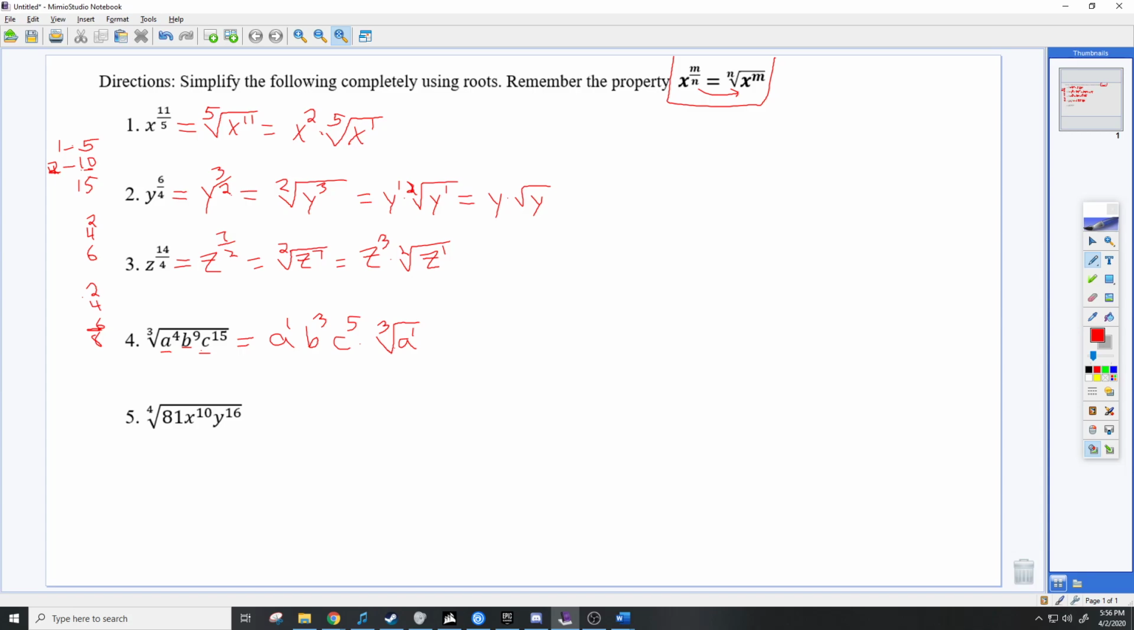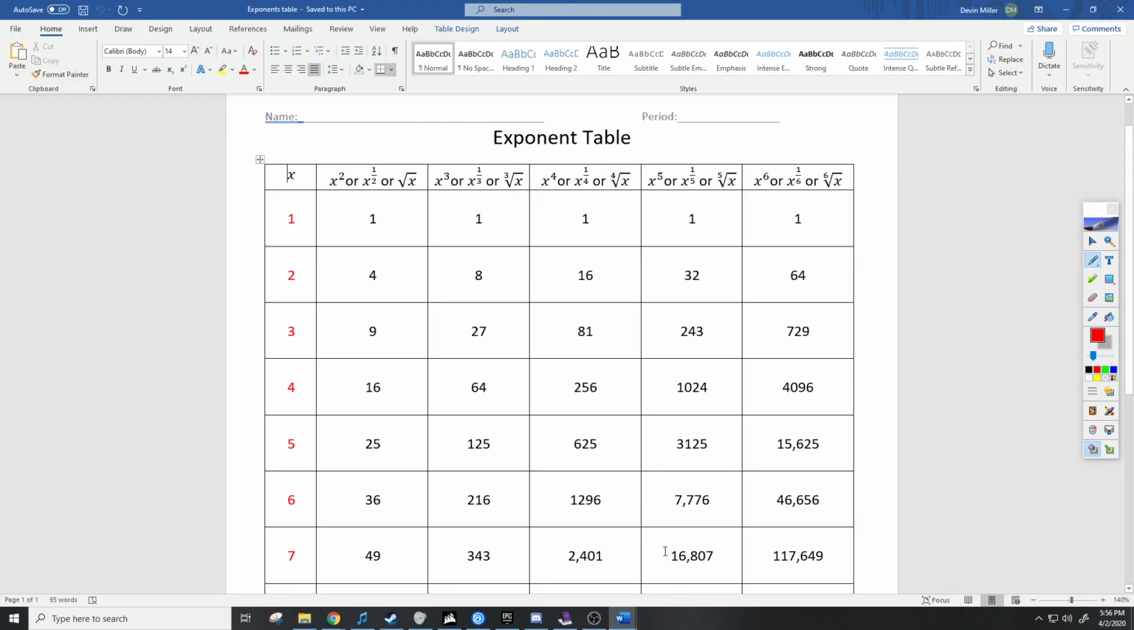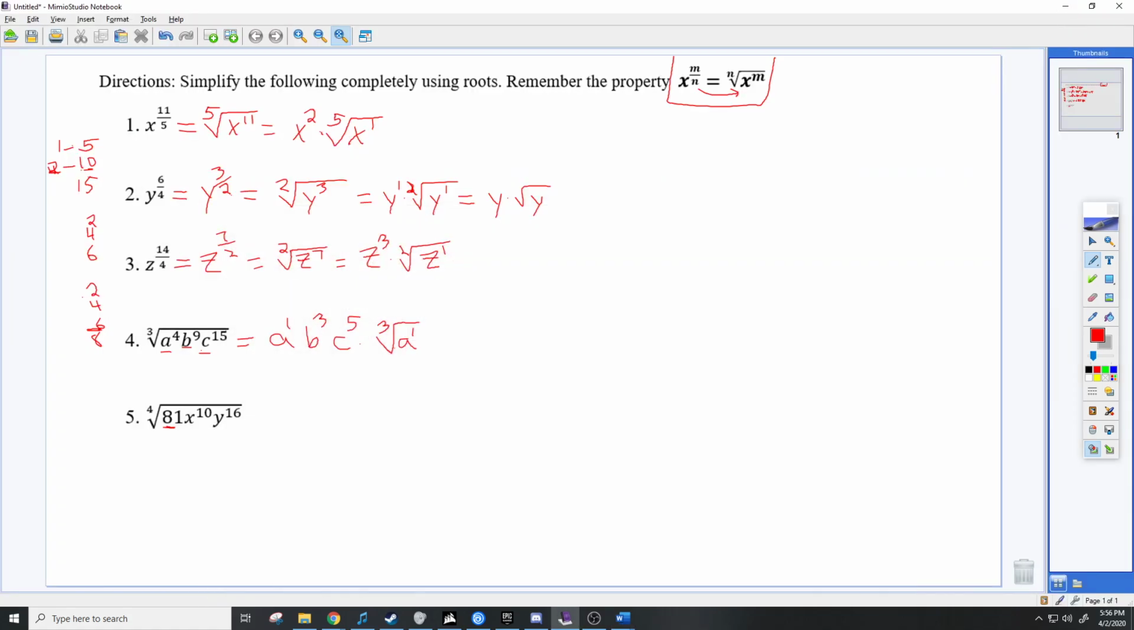All right, we got one more, and it actually has a number in it. This is like what we did on Monday, but a little easier because this is on your chart. If you look at the 4th root of 81, that should be on your chart. If you don't know it already, you can look at the table. It is 3. So we can reduce this to just the number 3 on the outside. Nothing's on the inside as far as a number is concerned. That's taken care of.